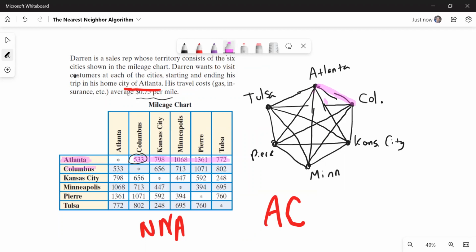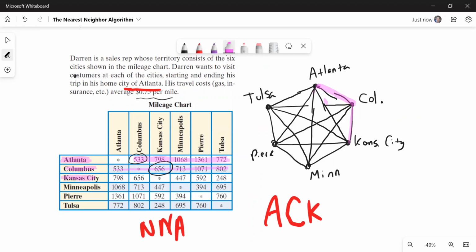All right, so now I'm looking at the second line. Now what's the cheapest place to go to? Well, the actual cheapest number in this line is Atlanta, but I can't go back to Atlanta, right? So I have to go to a new place. So the next cheapest one is Kansas City. You can see that right here at $6.56. So once I'm at Columbus, I'm going to go to Kansas City. And that will be that much money. Now I'm living at Kansas City.